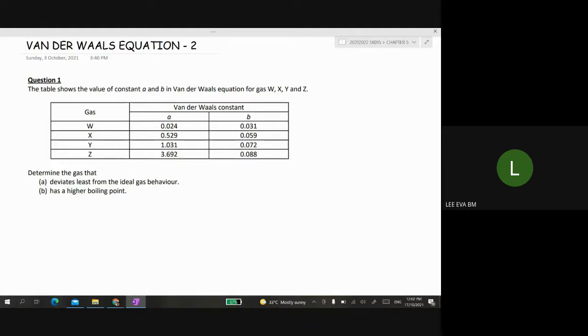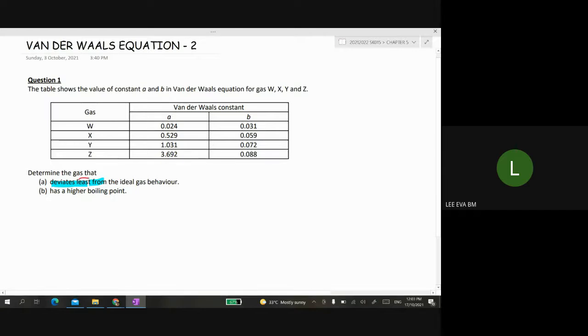Okay, so the example question number 1 over here: the table shows the value of constants A and B in the van der Waals equation for gases W, X, Y, and Z. So determine the gas that deviates the least from the ideal gas behavior. Maksudnya dia nak real gas ke dia nak ideal gas? Real. Deviate from, right? So deviate least from ideal. So dia nak yang lagi ideal ke nak lagi real? Deviate least from the ideal. Dia nak cenderung kepada ideal ya.